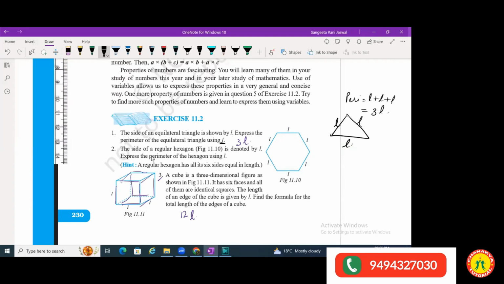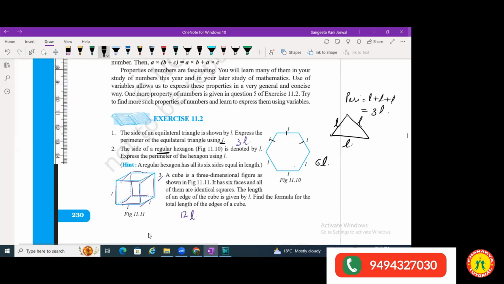Now, same for a regular hexagon also, all the sides are equal. When the word regular is written before any polygon's name, that means all sides are equal. So when you add all these sides, these are 6 sides, so you will get 6L.